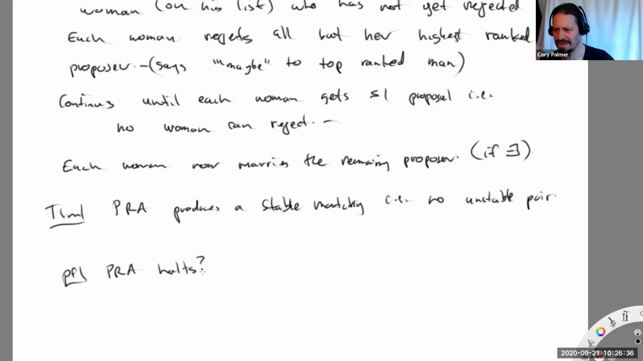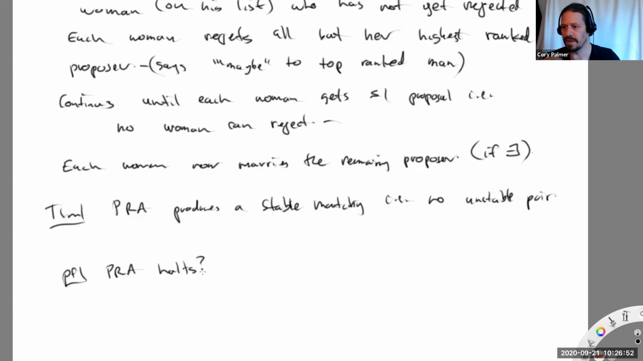So does this halt? Will it stop? How can we determine that it actually stops? It stops if we reach a point where each woman is receiving at most 1 proposal. Should we get there, Ethan? There are a finite number of pairs, and every rejection removes a pair.